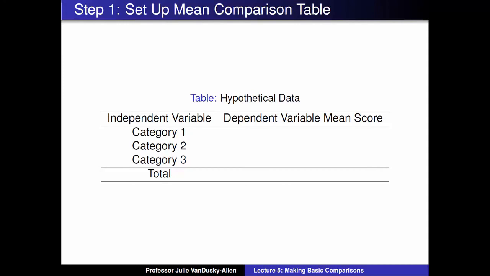To set up the mean comparison table, you put the independent variable name in the first column heading. Then you put the independent variable category names underneath it. Then you add a total row at the bottom. Then you write the dependent variable name and the term mean score in the subsequent column heading.